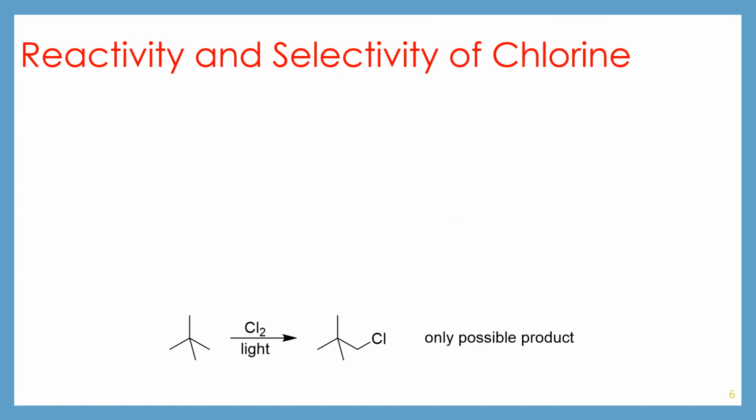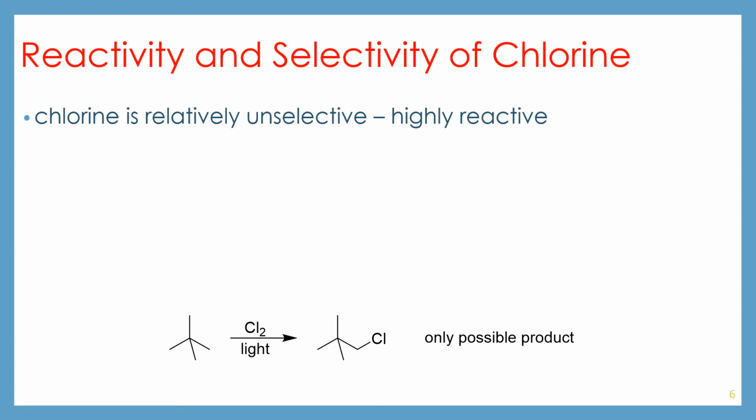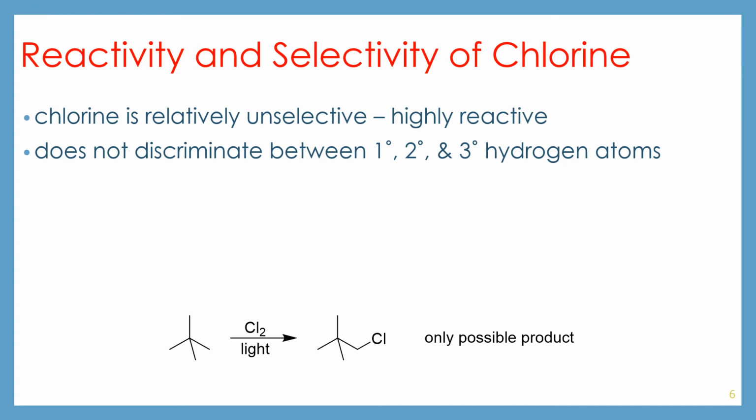So let's take a look at the reactivity and selectivity of chlorine. Chlorine is typically unselective. It is a highly reactive halogen as far as radical reactions go. It does not discriminate between primary, secondary, and tertiary hydrogen atoms when it is attempting to make a radical. It will happily abstract a hydrogen atom from any of these carbons.